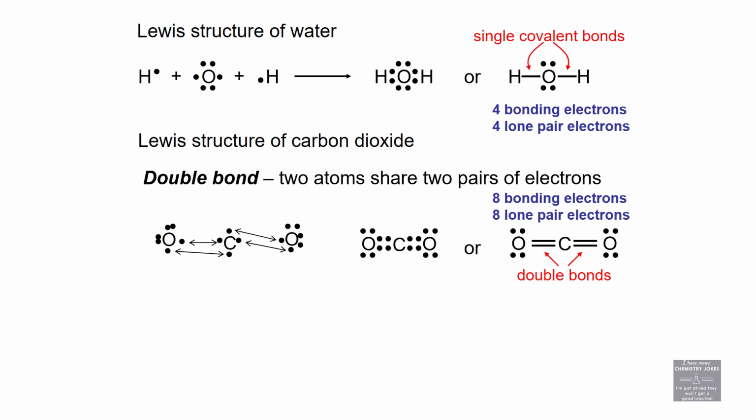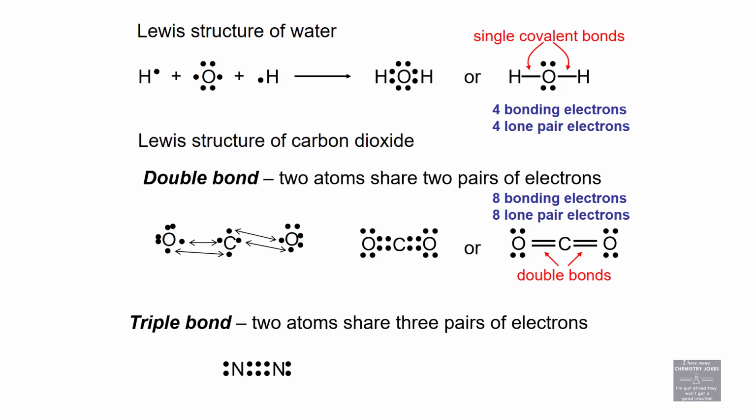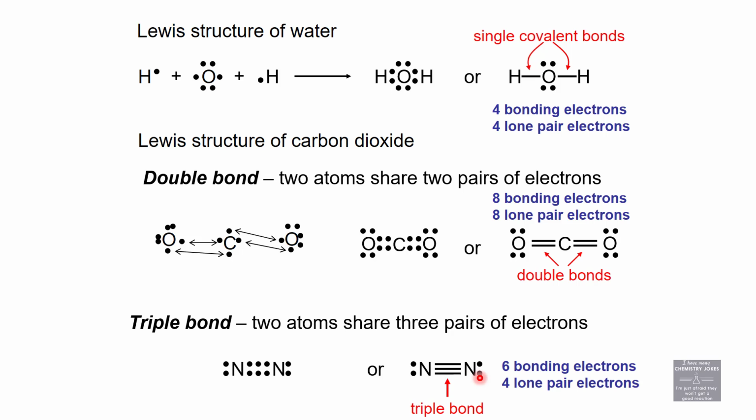There's our official definition. A double bond is when 2 atoms share 2 pairs. A triple bond is when 2 atoms share 3 pairs of electrons. Diatomic nitrogen is one example of a triple bond needing to form. So that nitrogen has 2, 4, 6, 8 electrons on the left nitrogen, 2, 4, 6, 8 electrons on the right nitrogen. The 6 electrons in the middle are shared by both nitrogen atoms. Yep, we got it all. 4 lone pair electrons, 6 bonding electrons.